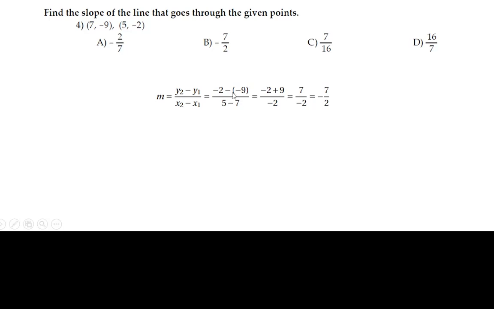So that's -2 minus -9, which is -2 plus 9, which is 7 on the top. On the bottom, we have 5 minus 7, which is -2. So we have 7 over -2. Positive over negative is negative overall. So -7/2 would be our slope.